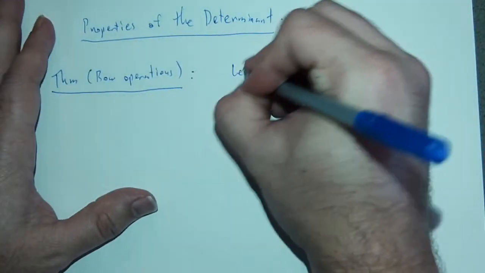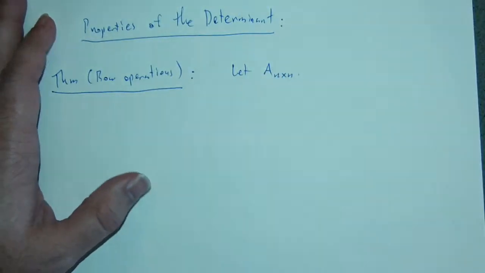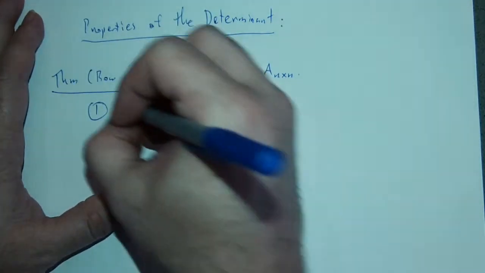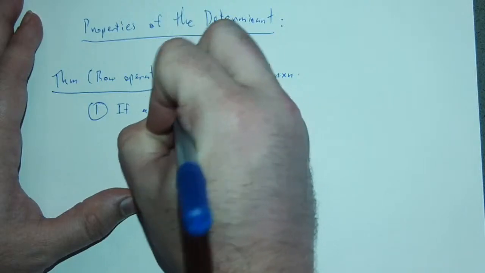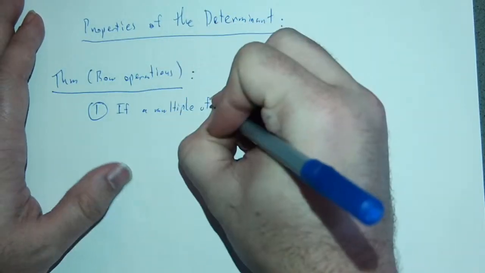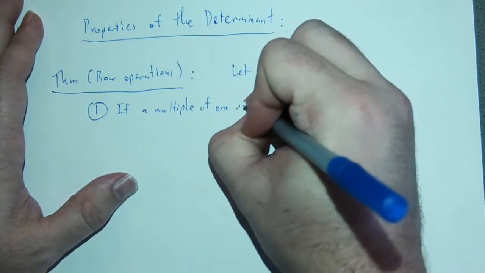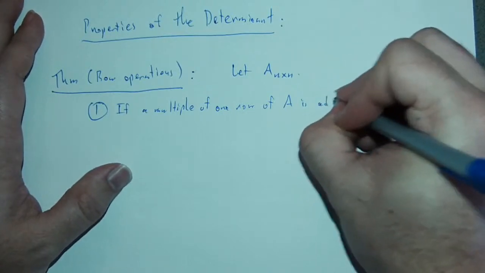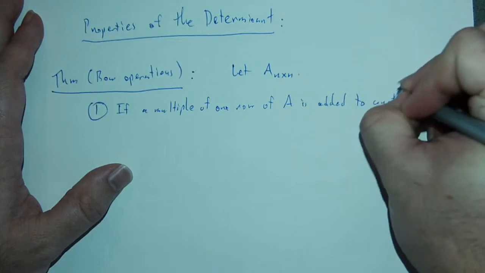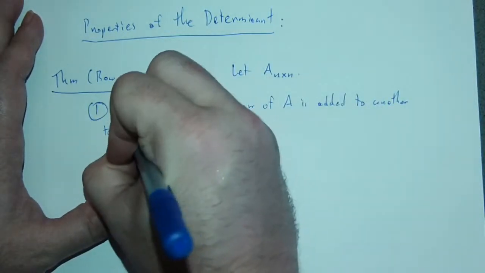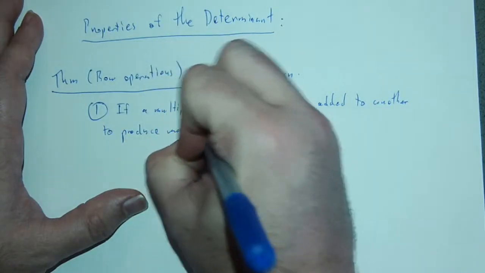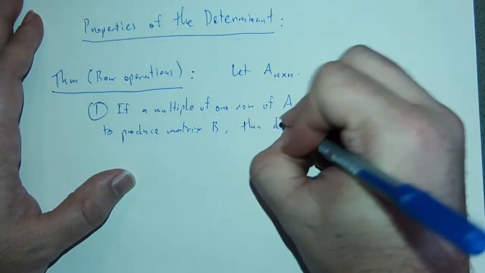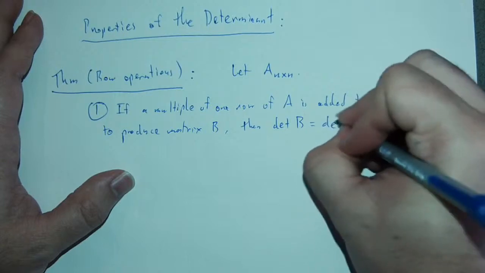So let A be a square matrix. So A is an n by n matrix. So firstly, if a multiple of one row of A is added to another to produce matrix B, then the determinant of B is equal to the determinant of A.